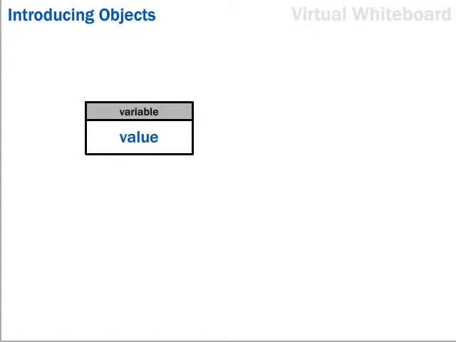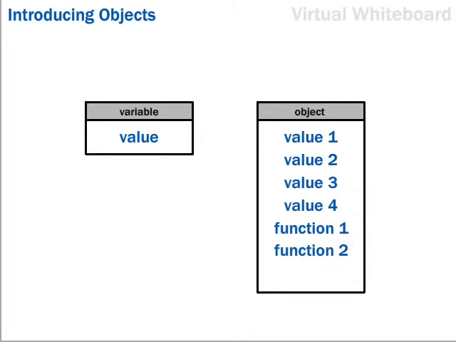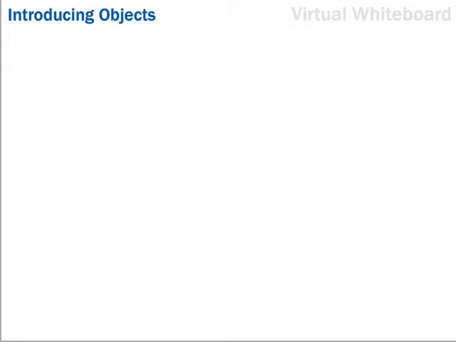JavaScript also supports objects, a more complex kind of variable that can store multiple data items and functions. Although a variable can have only one value at a time, an object can contain multiple values as well as functions for working with the values. This allows you to group related data items and the functions that deal with them into a single object. In this lesson, you'll learn how to define and use your own objects.